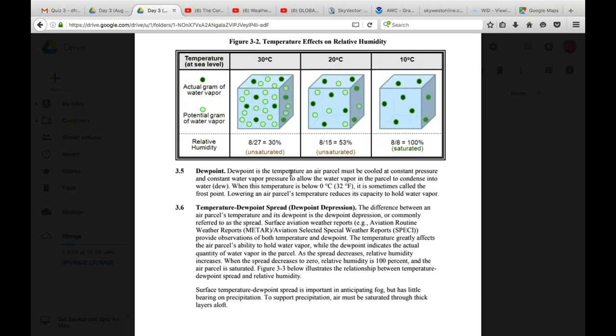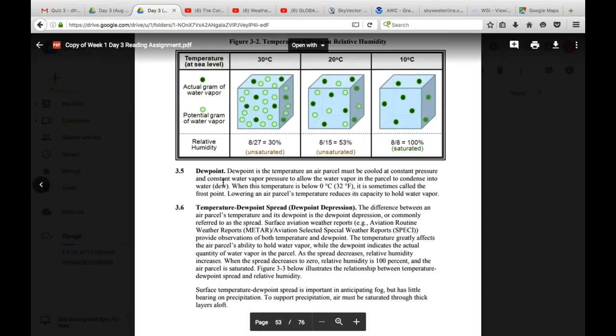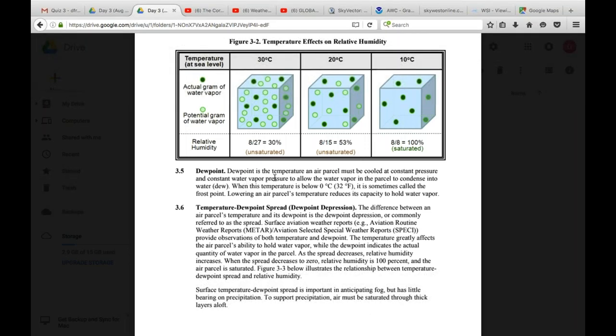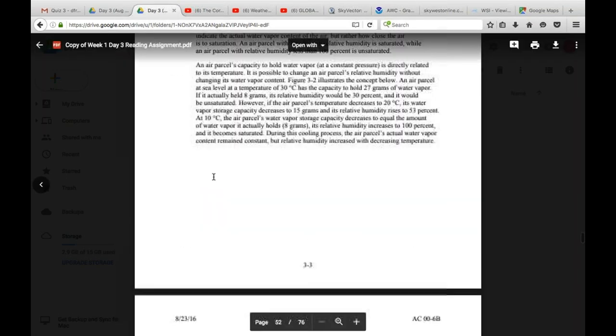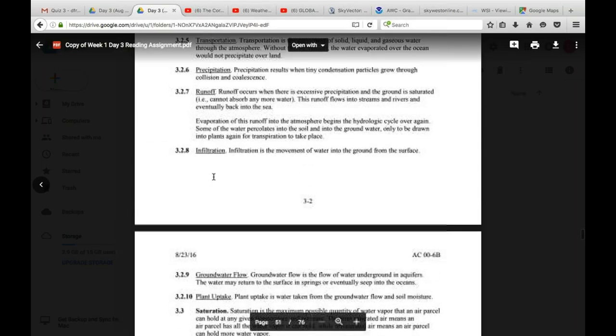So, the temperature that air must be cooled to at a constant pressure and constant water vapor pressure, to allow the water vapor to condense into water. So this is basically like if we're at a constant pressure and constant water vapor pressure, how much does it have to cool for us to create a cloud or create fog or mist, or what we're looking at for our condensation up here?